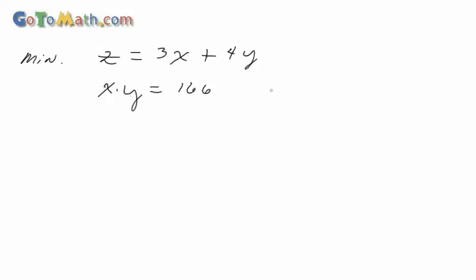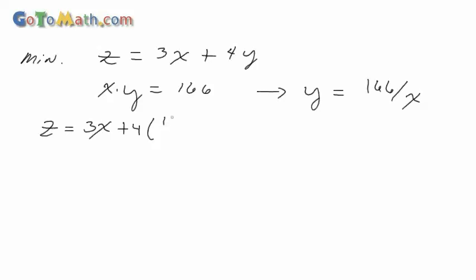Okay, so I'm going to come over here, solve for y in this problem. So we got y is equal to 166 over x, and then what we're going to do is take this and plug it in here. So we have z is equal to 3x plus 4 times 166 over x. Okay, and of course we'll want to rewrite this. So z is equal to 3x plus, and then we got 4 times 166.